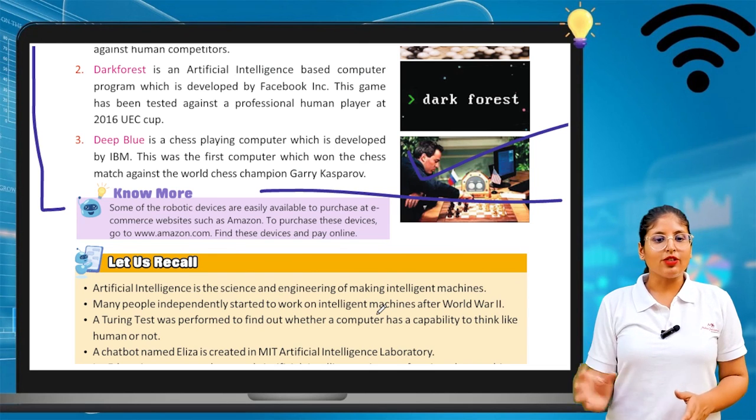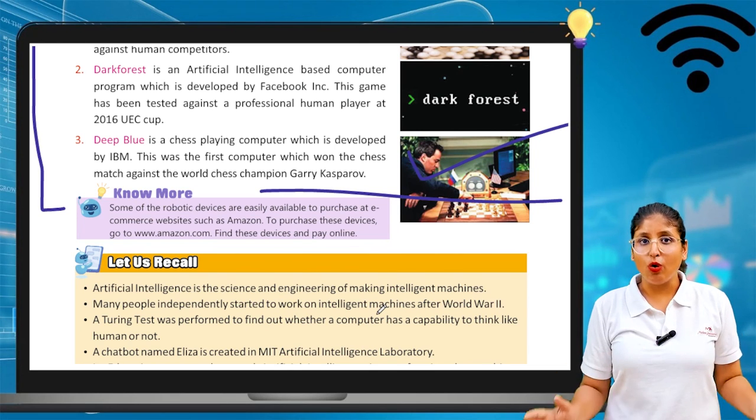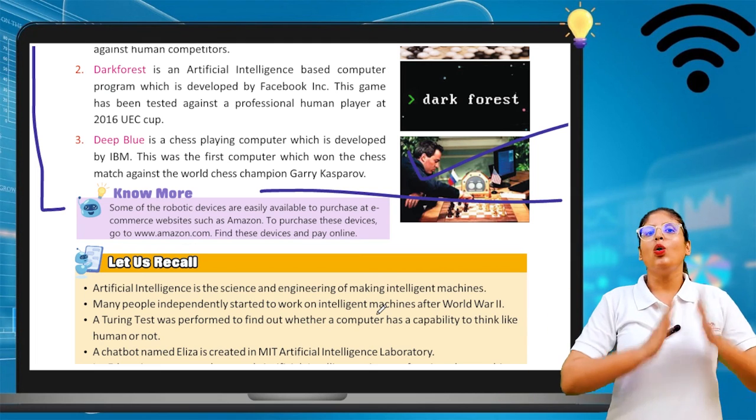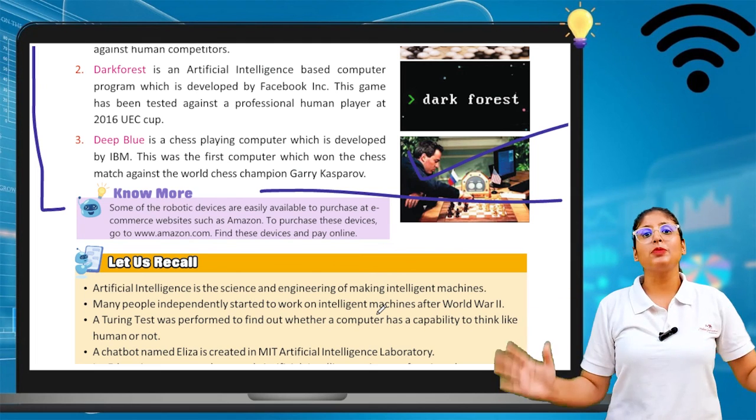Okay? So that's all, my dear learners, for this class. This chapter is over. This book is over. I am hoping the whole chapters, 1 to 10, are totally clear to you.